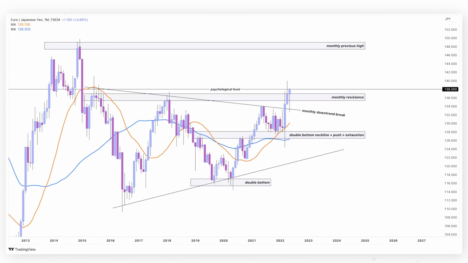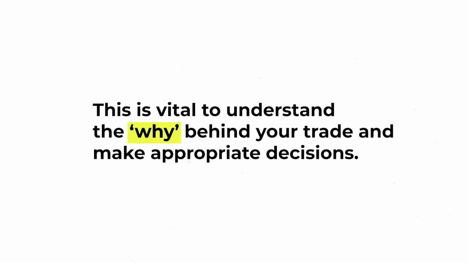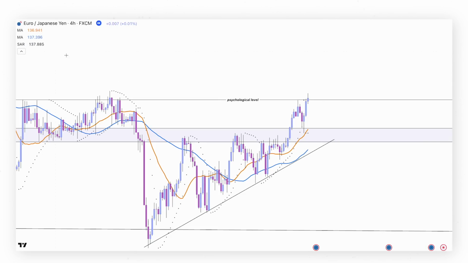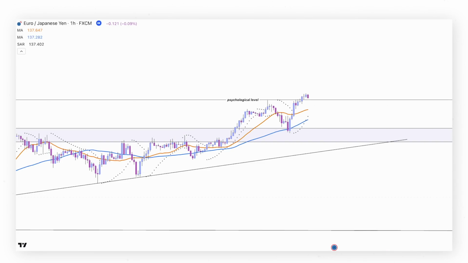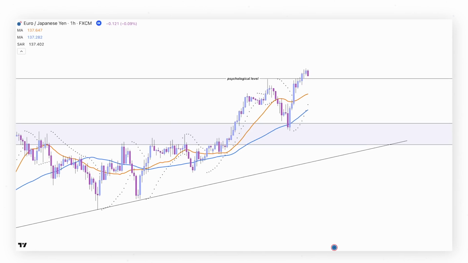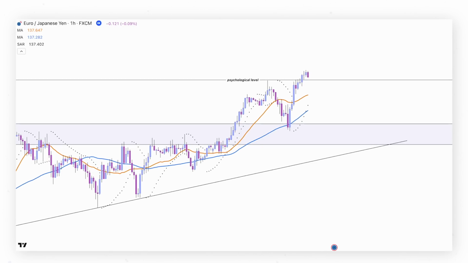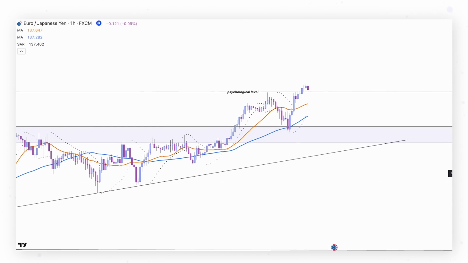Next, with the Parabolic SAR still turned off, mark your support and resistance zones and tag any trend lines or chart patterns you identify. This is very vital to understand the why behind your trade and make appropriate decisions. Once you have done this, turn the Parabolic SAR back on. The 4-hour chart is where we are mainly going to be trading, but the 1-hour chart can give us a heads up on the moving average cross a bit earlier than the 4-hour chart.